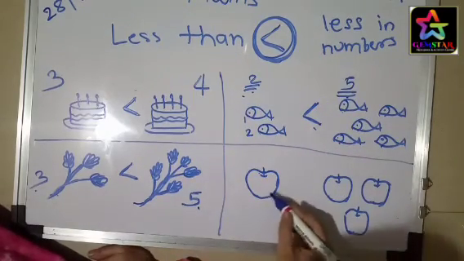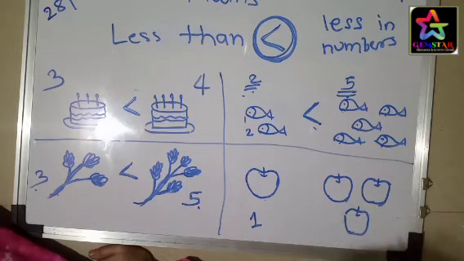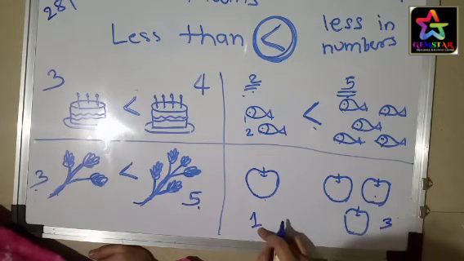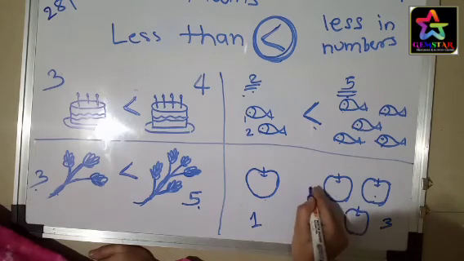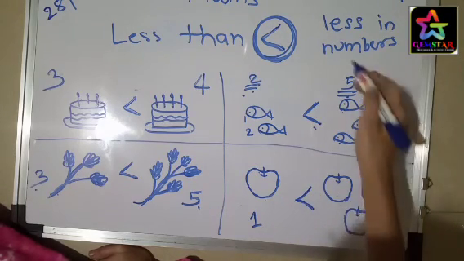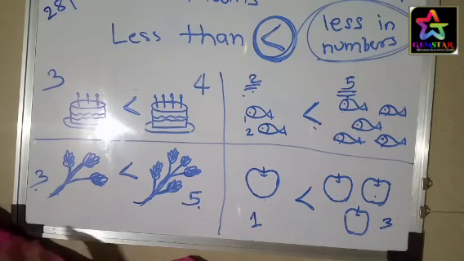Then in this collection there is one apple, and here are one, two, three apples. So 1 is less than 3. So the sign we will put is less than because there are less in numbers. Okay.